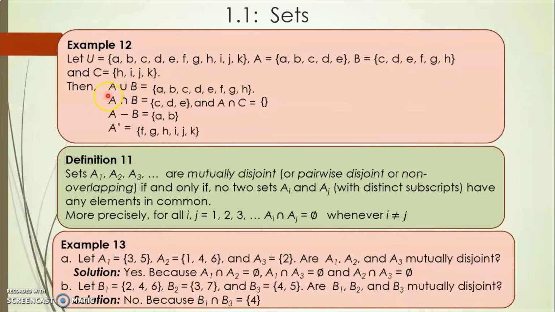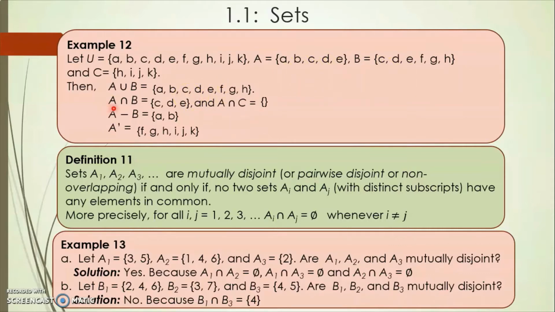If you want to find the set A union B, that means you combine all elements in set A with all elements in set B. But notice that both set A and B contain C, D, and E. So you can consider them as one element. For example, C in A and C in B, you consider as one C in your union set of A and B.